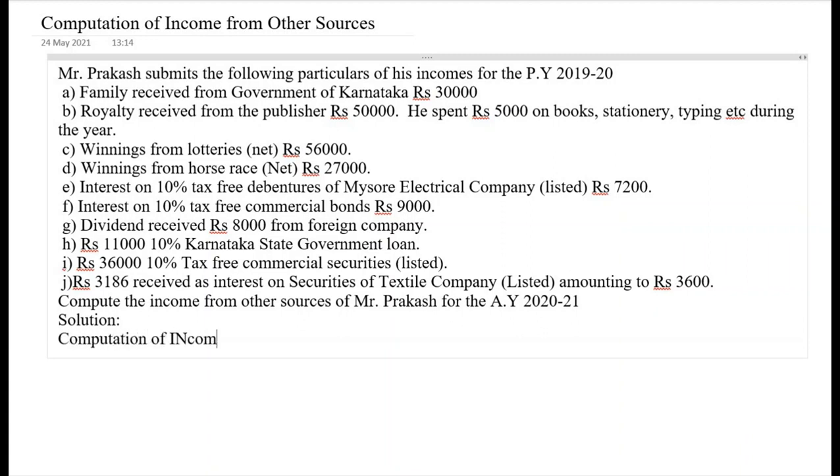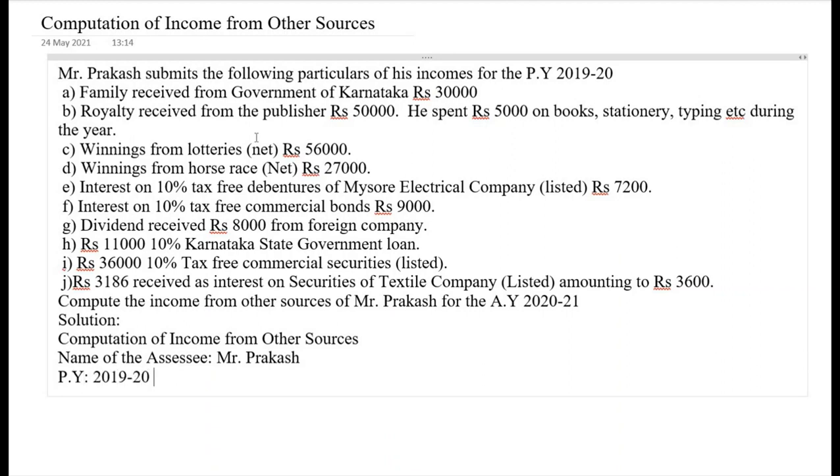So solution here, computation of income from other sources. Name of the assessee, Mr. Prakash, previous year 2019-20, whereas the assessment year 2020-21. So now first let's discuss here family pension received. Rupees 30,000 is given, so 1/3 of the pension or rupees 15,000, whichever is less. Then royalty received from publisher is taxable, and the expenses relating to royalty are deductible here.